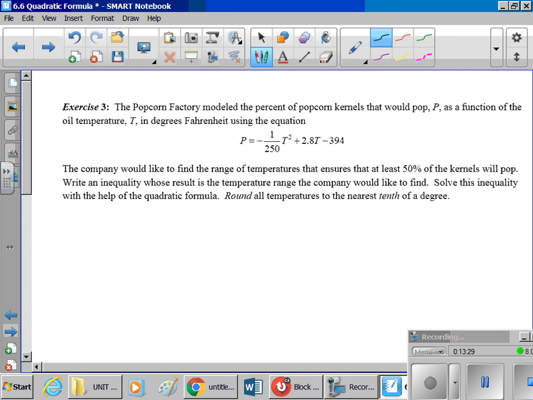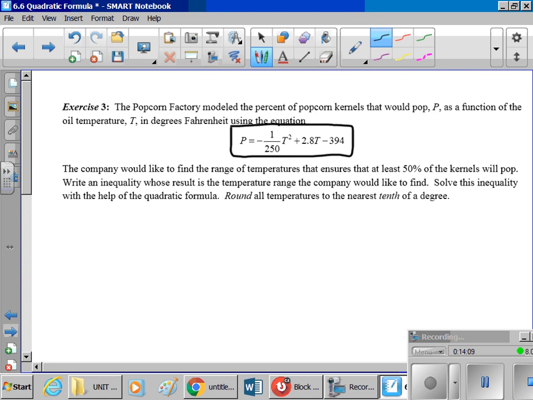Yikes. Okay, so basically what I'm just going to do here is take a look at my formula and try to make heads or tails of it. P is the percent of popcorn kernels that are popping, where T is the temperature of the oil. Okay, as soon as you can make sense of the equation without making complete sense of it, it makes things a little bit easier. The company would like to find the range of temperatures that ensures that at least 50% of the kernels will pop. Write an inequality whose result is the temperature range the company would like to find. Solve this inequality with help from the quadratic formula.